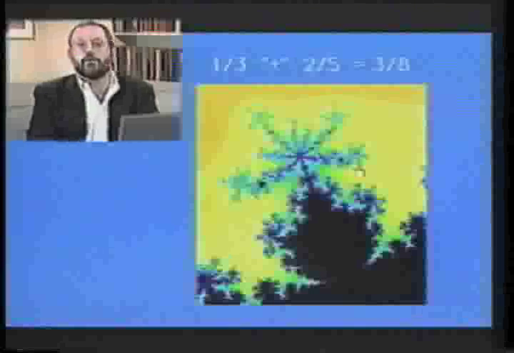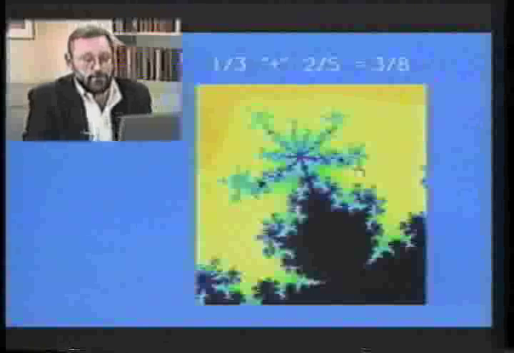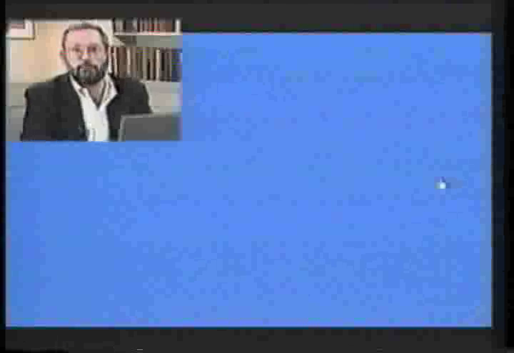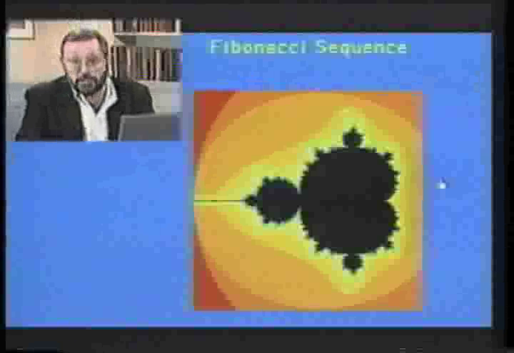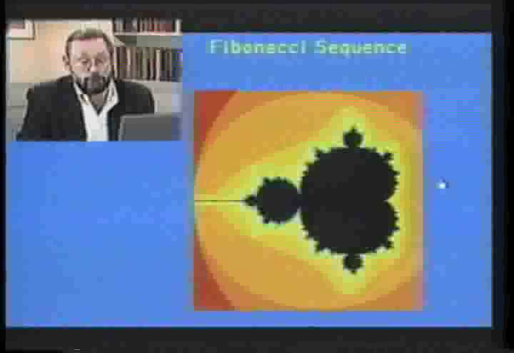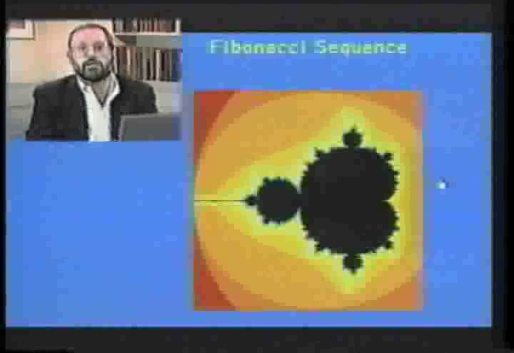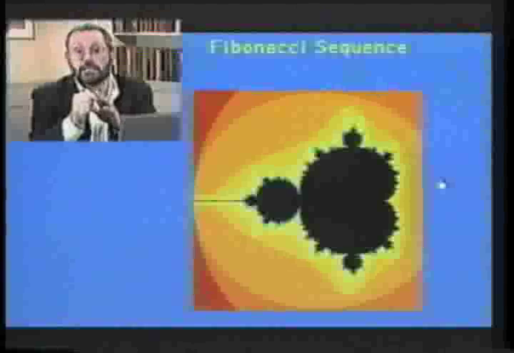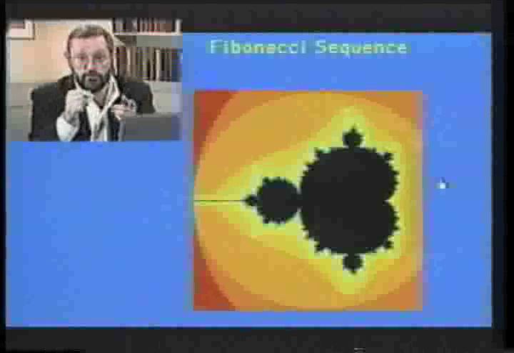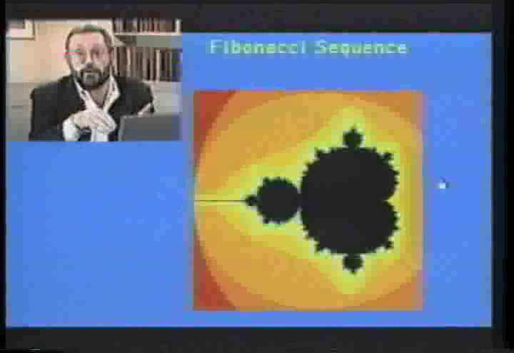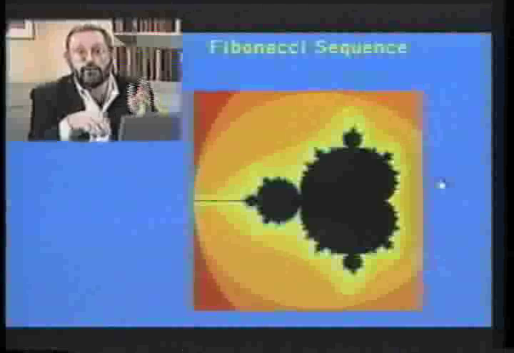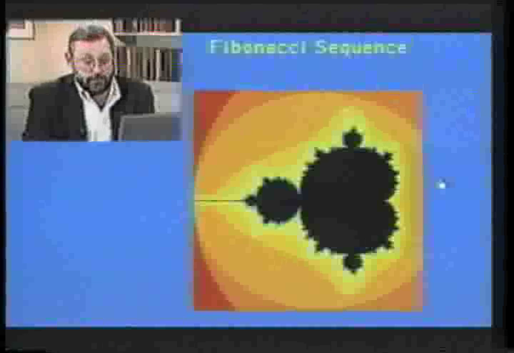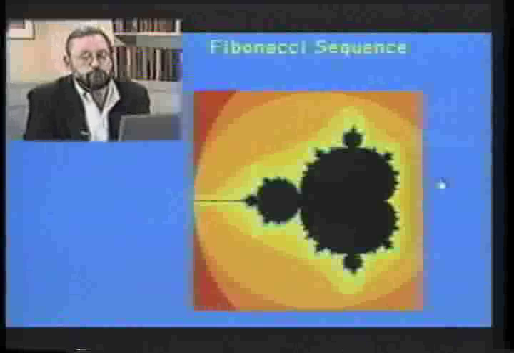Well, there are lots of other amazing things that happen in the Mandelbrot set. Do you remember the Fibonacci sequence? You want to see the Fibonacci sequence in the Mandelbrot set? Well, remember what the Fibonacci sequence is. We start with 1 and 1. Then the next number is add 1 and 1, get 2. Then add 1 and 2 and get 3. 2 and 3 gives 5. 5 and 3 gives 8. That's the famous Fibonacci sequence. Let's see that in the Mandelbrot set.